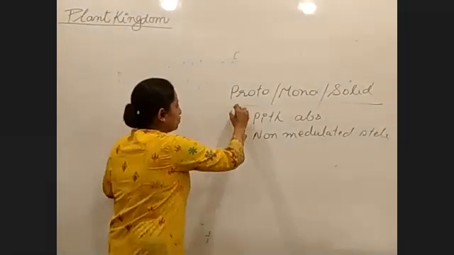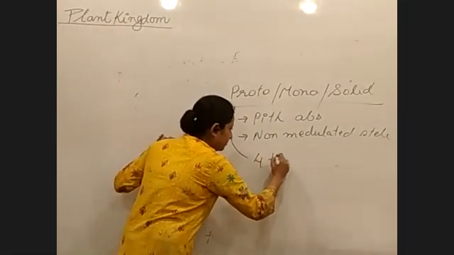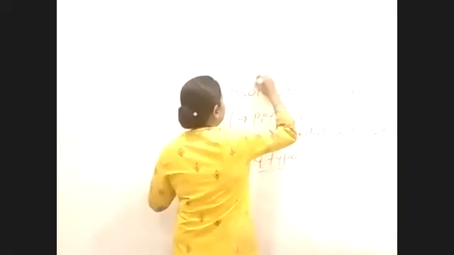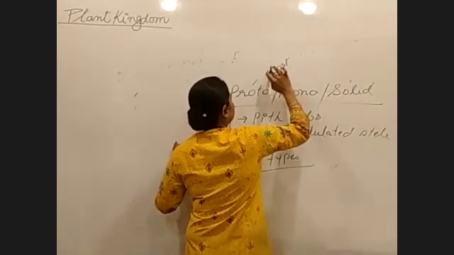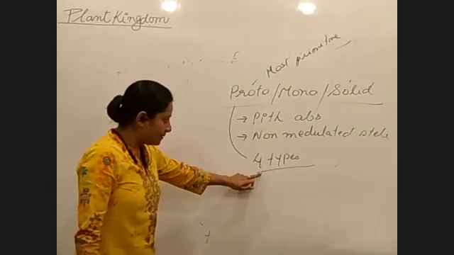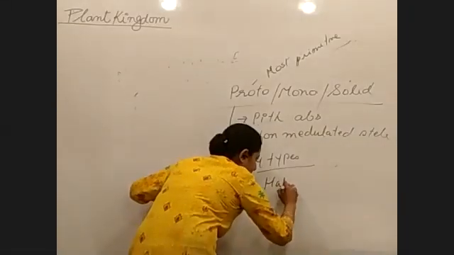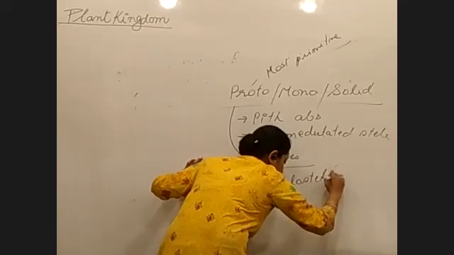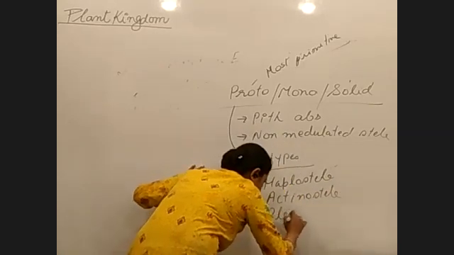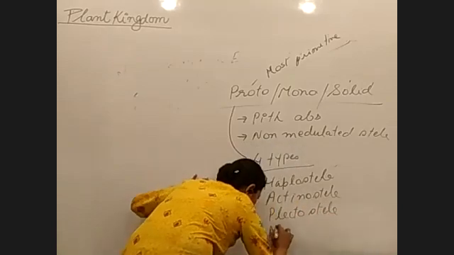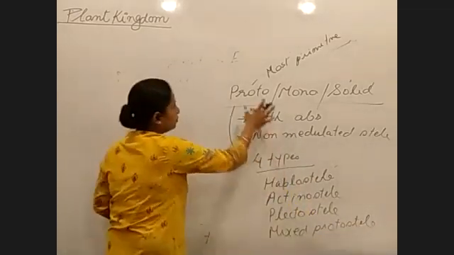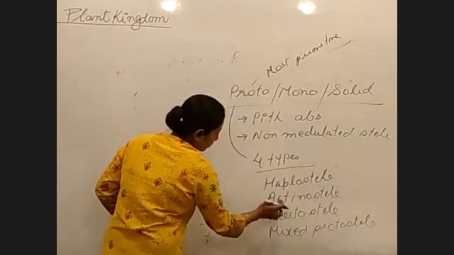Next, Protostele is again of four types, and this is the most primitive. Four types: haplostele, actinostele, plectostele and mixed protostele. So protostele has four parts: haplo, actino, plecto and mixed.